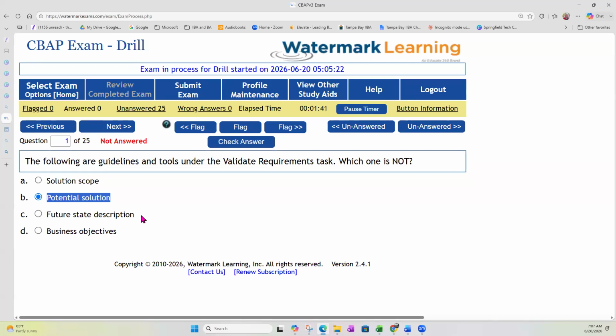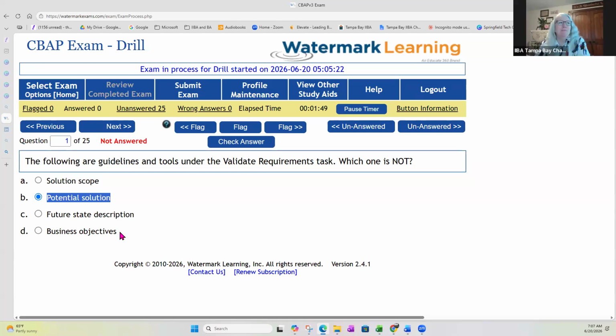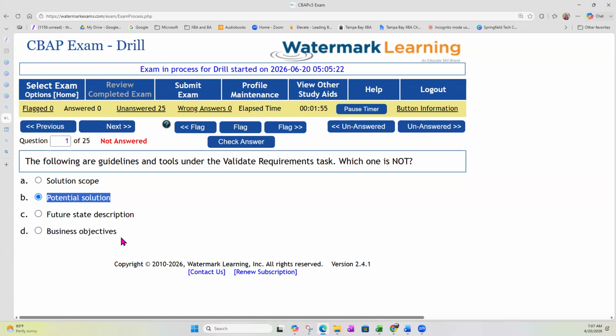Yes, we need to know what we are building, what will be the future state. Yes, that's right. And business objectives. Do we need to know that? Yes, the verify phase is related to the characteristics of the solution. The validate is related with the business objectives.